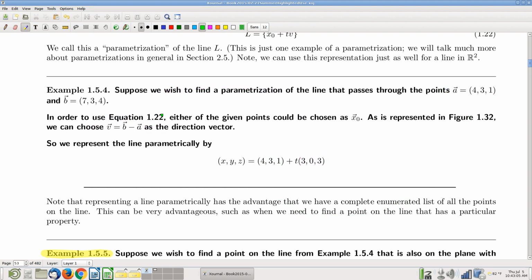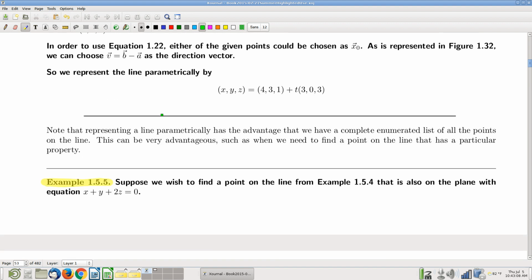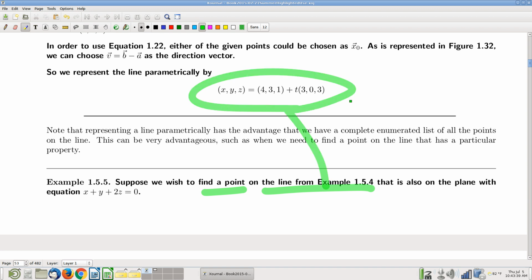One of my favorite applications takes advantage of the difference between parameterizations and equations. Keep in mind, an equation tests points. A parameterization doesn't; a parameterization generates points. An equation doesn't. So this next question capitalizes on the fact that these two different things serve two different roles. Here's the question. I want to find a point that's on the line in the previous example, and that is also on the plane with that certain equation. Said differently, I've got a plane, I've got a line, and I want to find where, if anywhere, that line intersects that plane.